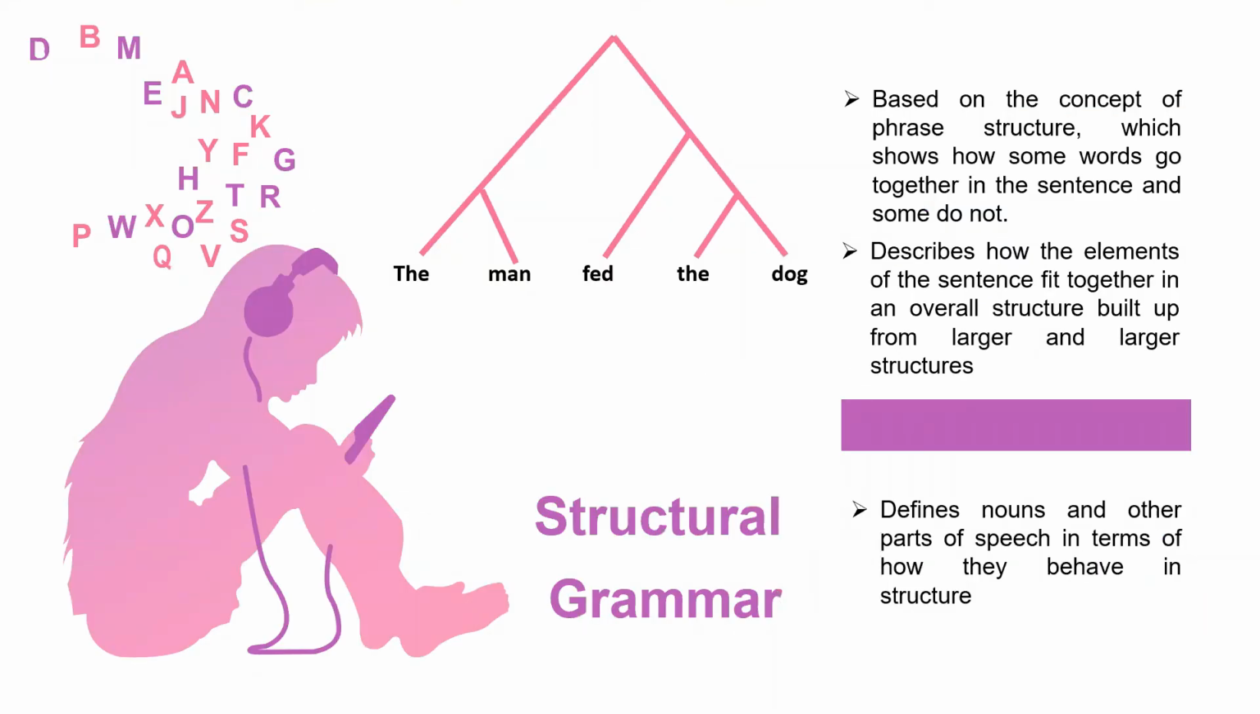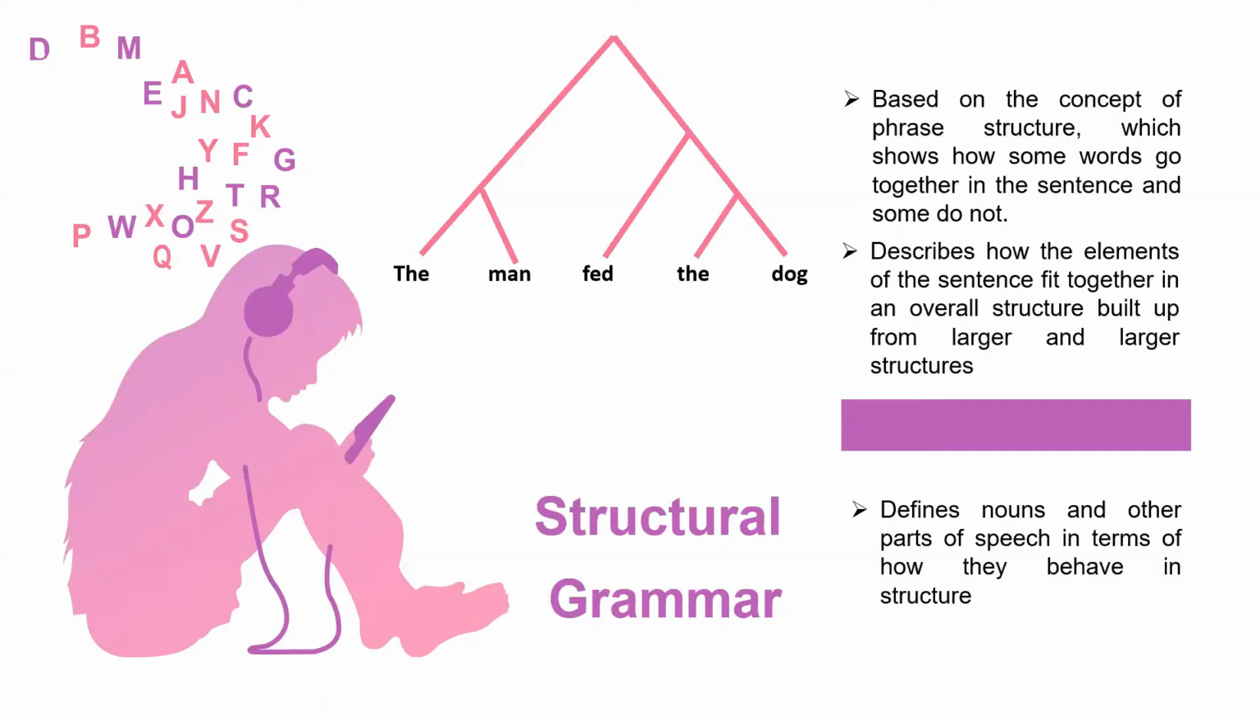The third type is structural grammar. Language teaching has also made use of structural grammar based on the concept of phrase structure, which shows how some words go together in a sentence and some do not. In a sentence such as "the man fed the dog," the word "the" seems somehow to go with "man," but "fed" does not seem to go with "dog." This phrase structure is usually presented in tree diagrams that show how words build up into phrases and phrases build up into sentences. Structural grammar thus describes how the elements of the sentence fit together in an overall structure, built up from larger and larger structures.